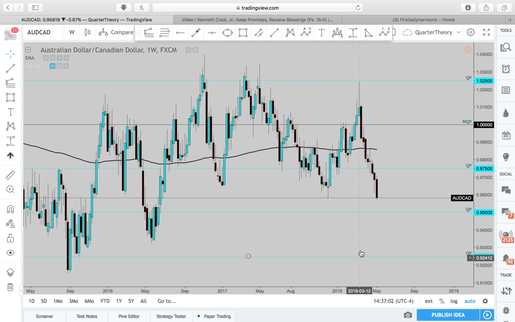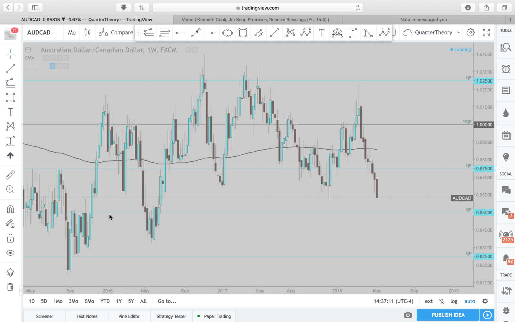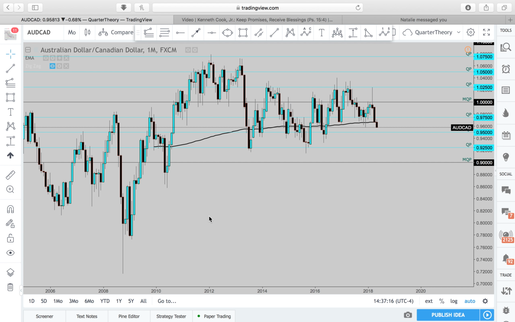My blue is my quarter points, my black are my major quarter points, and you can see that price respects them. What I love the most about the quarters theory is that once you plot them on your chart, your support and resistance has basically been plotted forever. You don't have to worry about plotting any more support and resistance. So this is the method in which I like to use support and resistance.